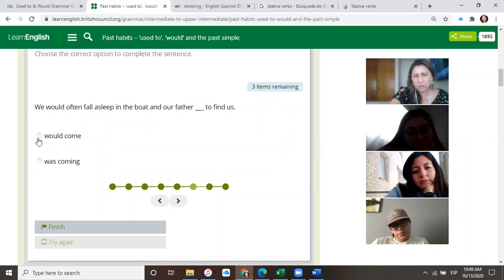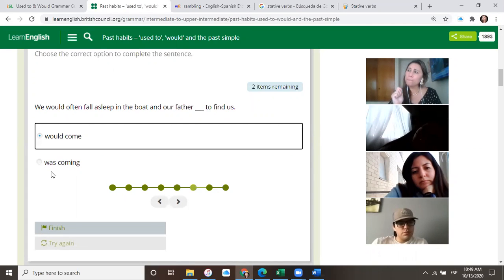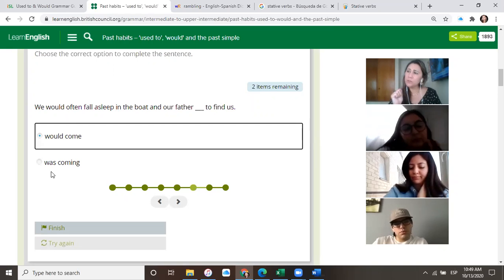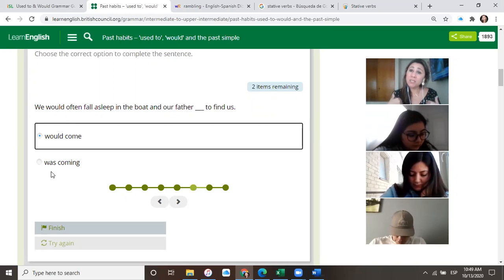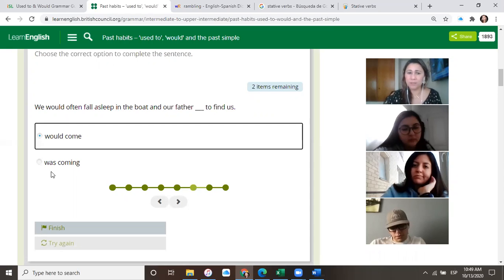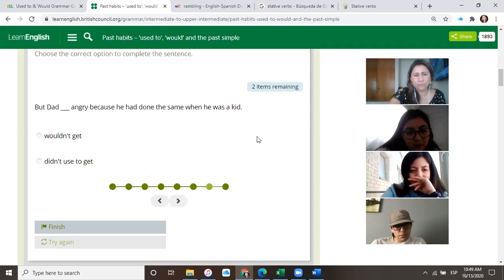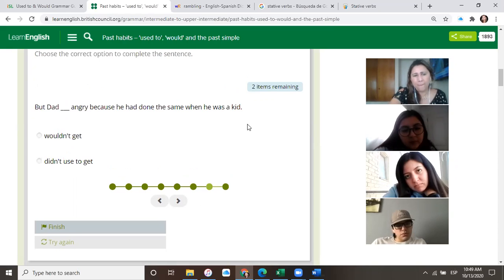Would come. Yes, would come is a repeated action. For example, when do you say he was coming? It is when it's one story. For example, I was at a friend's house, and when my father was coming for me, he had an accident. Yes? So in that moment, didn't used to get. He didn't used to get angry.